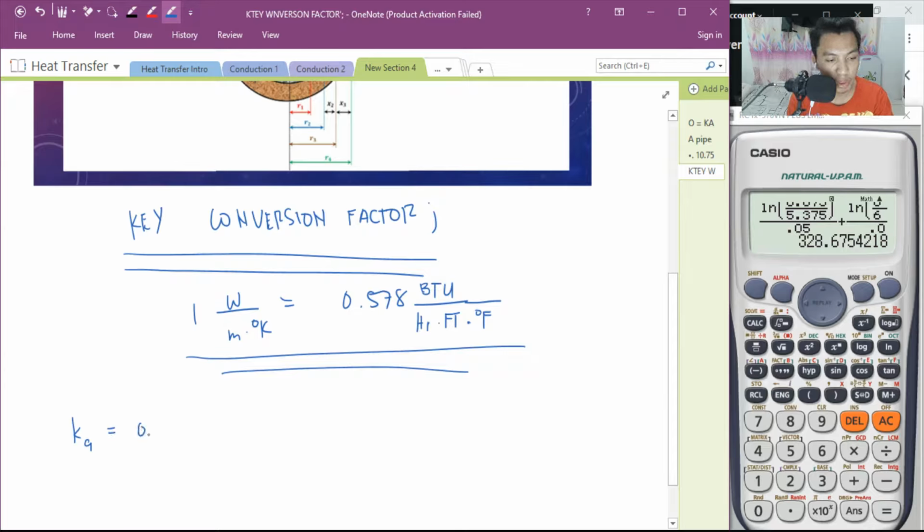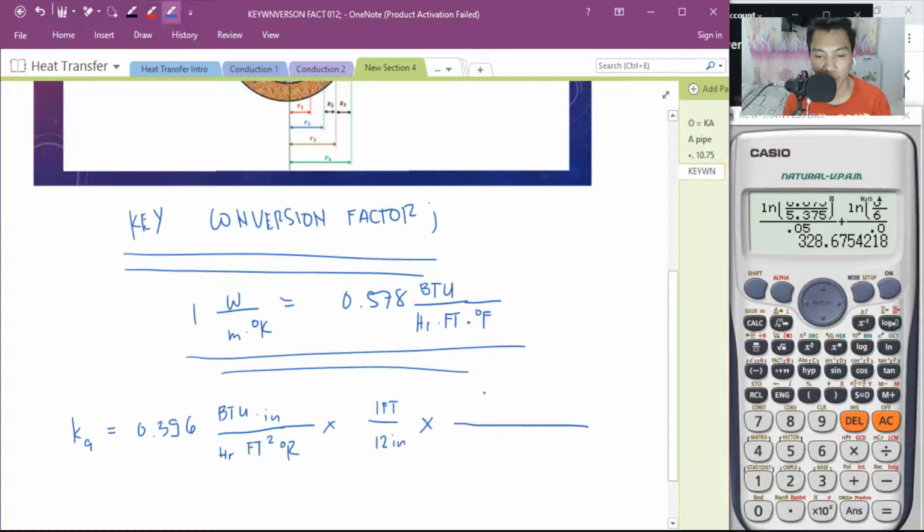That is equal to 0.396 BTU inch per hour feet squared degree Rankine. O kailangan ko maging watt per meter degree Kelvin. O convert muna natin to. Tanggalin muna natin yung inch. Okay? So, there are 1 foot per 12 inch. Tapos, yung conversion factor natin dito.